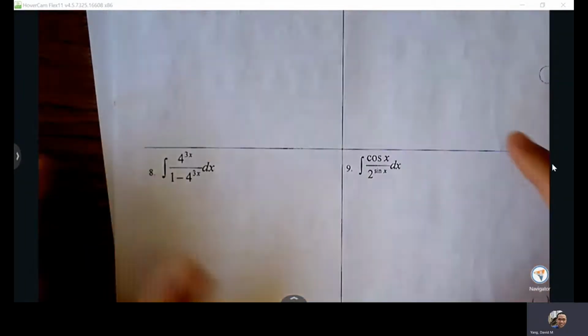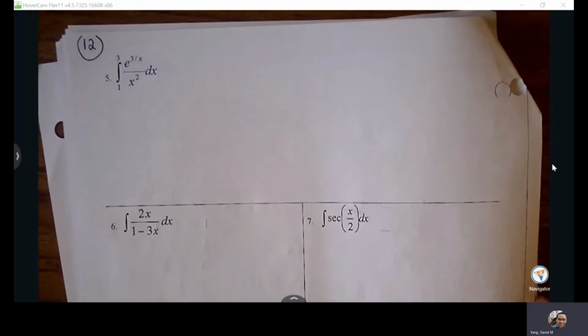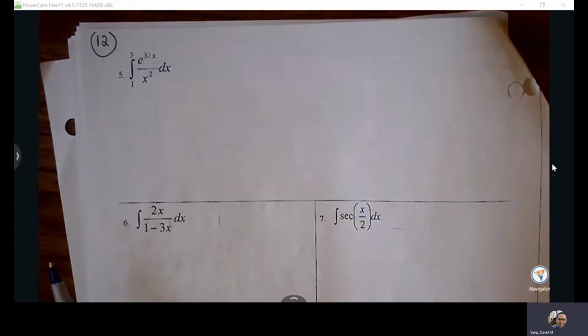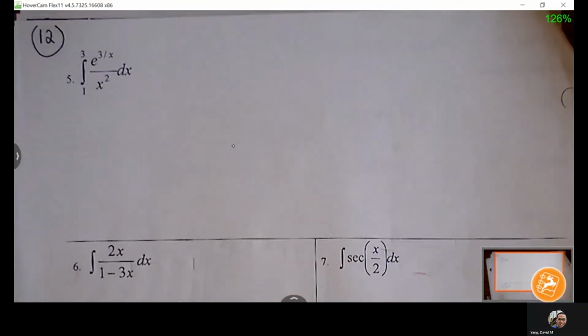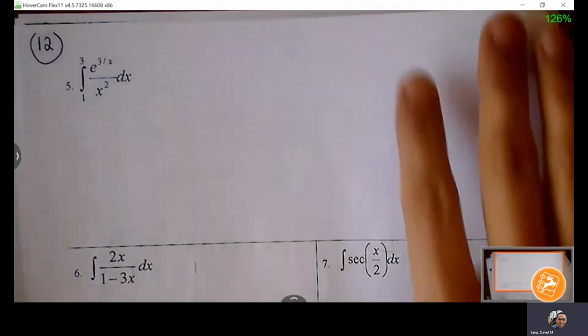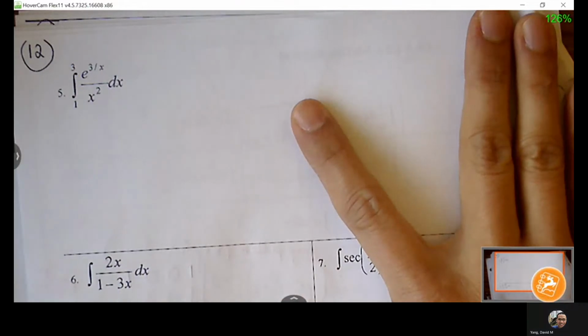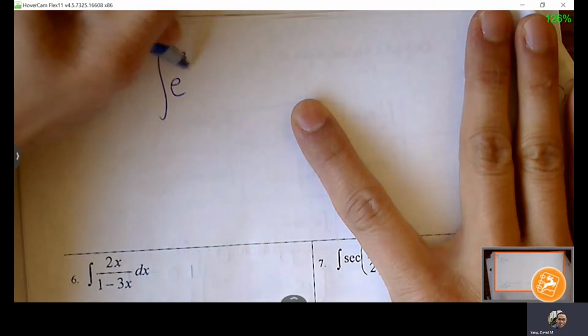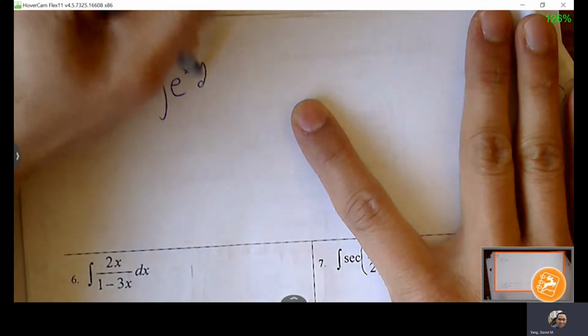Okay, so take a look at number 5 on page 12. And how would you start this problem out? Ignore the bounds, right? We're not going to touch the bounds until later.